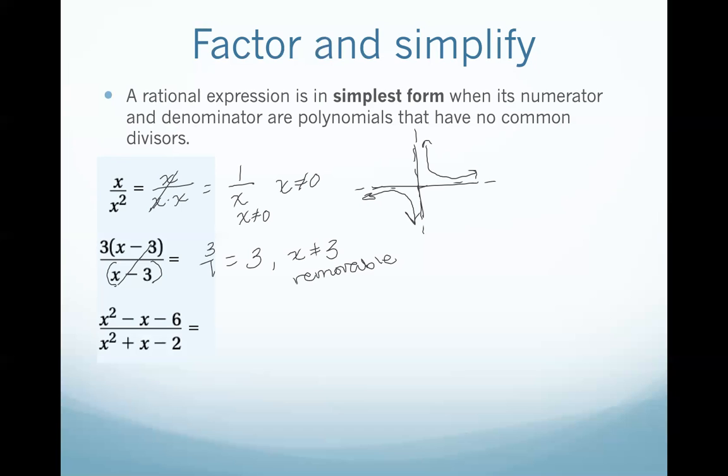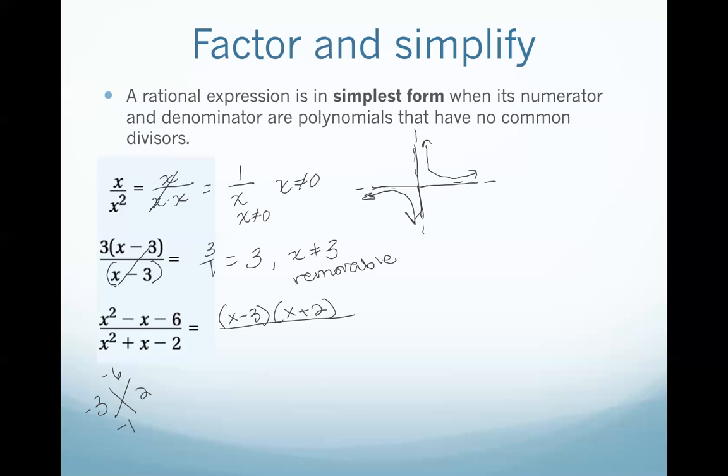Okay, and then lastly, our example here, we have x squared minus x minus 6 over x squared plus x minus 2. We want to factor. So I need two numbers that multiply to -6 and add to -1. That's going to be 3 and 2 with the bigger one as negative, so that when I add them, the result is negative. I'm going to double check. -3 times 2 is -6. -3 plus 2 is -1. So that gives us our numerator of x minus 3 times x plus 2.